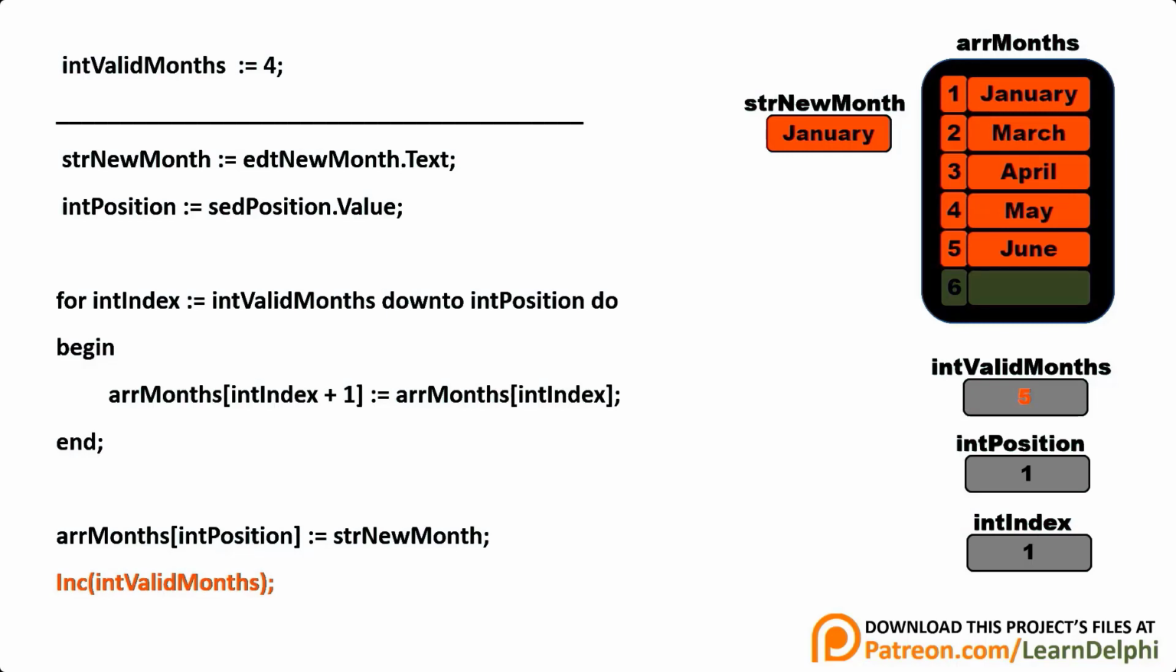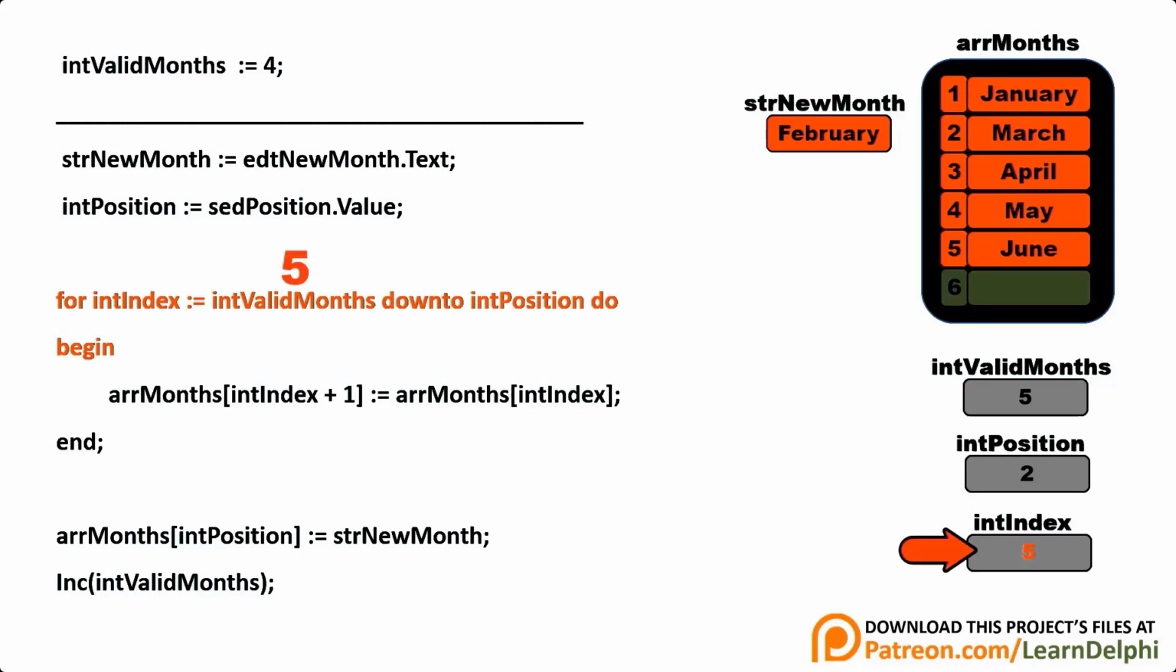Our code is now ready to insert another element, so let's also insert February into position 2. We assign the text provided by the user in the edit to the string variable named strNewMonth. It is February. Next, we read the value in the spin edit and assign it to the integer named int position. The user wants February in position 2. Then the compiler enters the for loop.